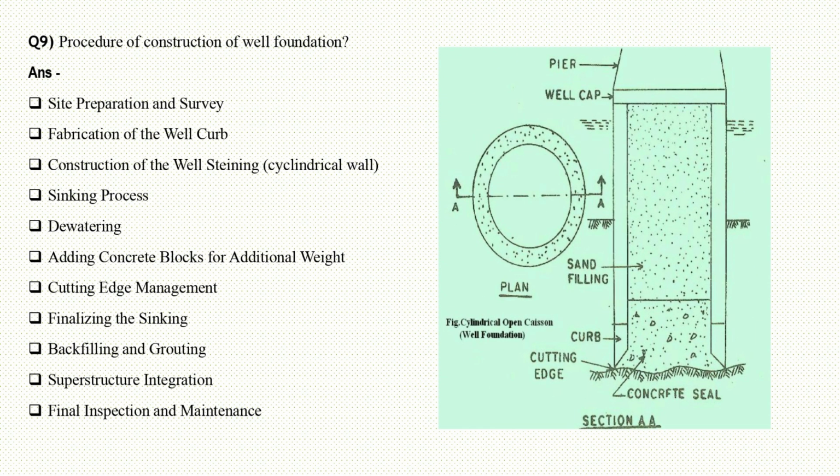Question 9. Procedure of construction of well foundation. Answer: site preparation and survey. Fabrication of the well curb. Construction of the well steining, cylindrical wall. Sinking process. Dewatering. Adding concrete blocks for additional weight. Cutting edge management. Finalizing the sinking. Backfilling and grouting. Superstructure integration. Final inspection and maintenance.